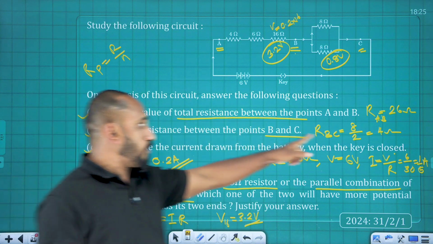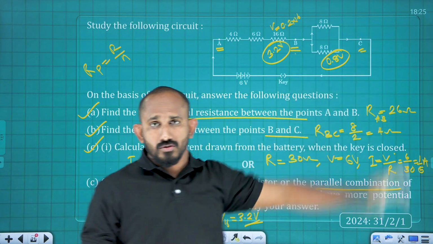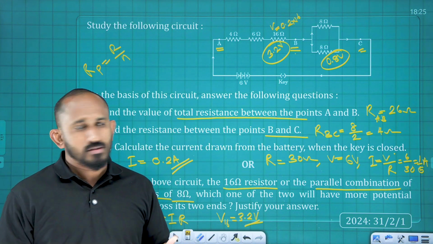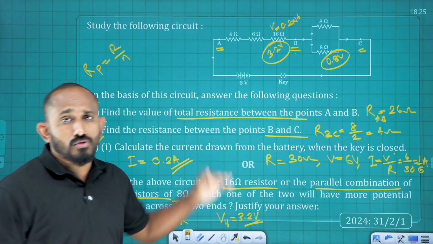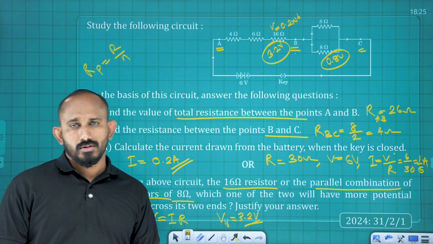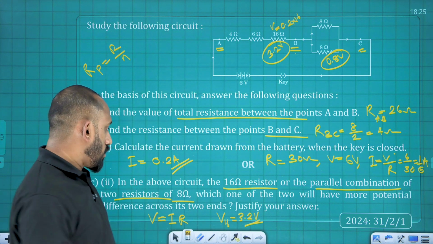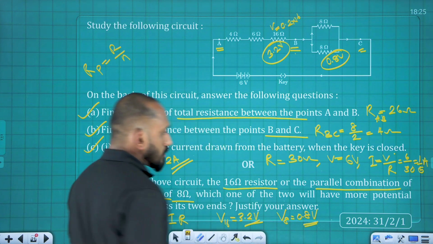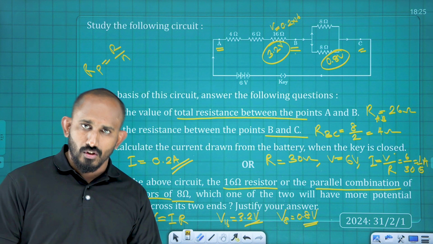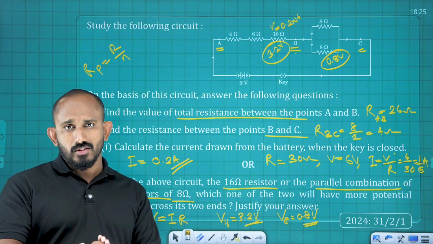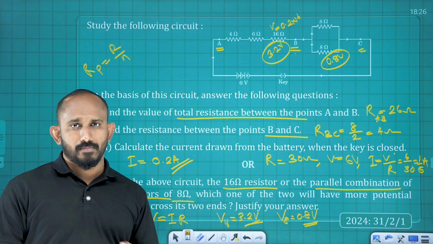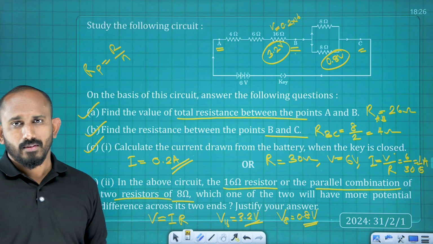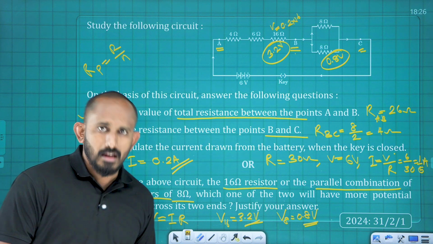Because the total resistance is 4 ohm only, across the 4 ohm the total current of 0.2 ampere is passing. So the net voltage across is 0.8. So both will have 0.8 each, the voltage. You got it? So V8 will be 0.8 volts. So which has more potential difference? Of course the 16 ohm, because it has more resistance. More resistance, more potential difference will be there, as from Ohm's law we have V equal to I into R. Is that clear? Let's move to the next question.